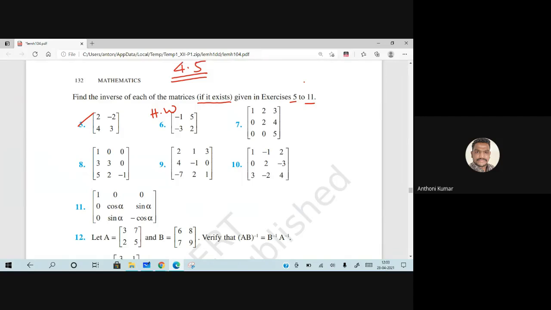Now, the challenge begins when we are finding the inverse of 3 by 3 matrix. The challenge begins only when finding the inverse of 3 by 3, because finding the adjoint of 3 by 3, you all know that we need to go for cofactor of each element. So adjoint of 3 by 3 is what? Adjoint of any matrix is transpose of the cofactor matrix.